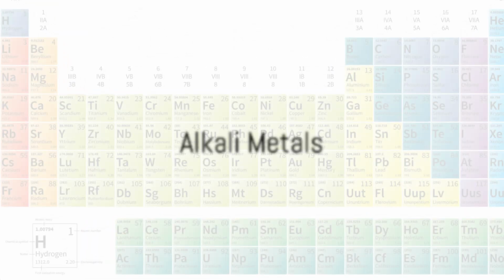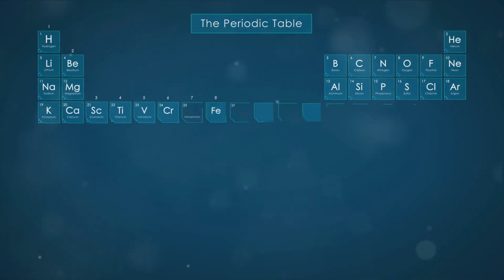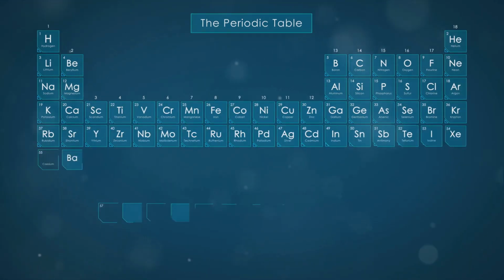First up, we have the alkali metals. These are found in Group 1. They're known for their reactivity with water, which often results in dramatic explosions. Sodium and potassium are among the most recognized in this group.